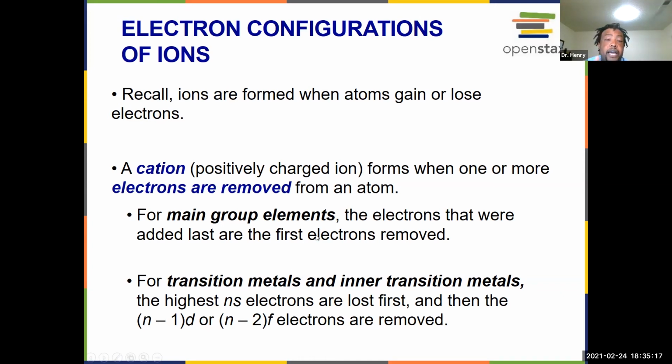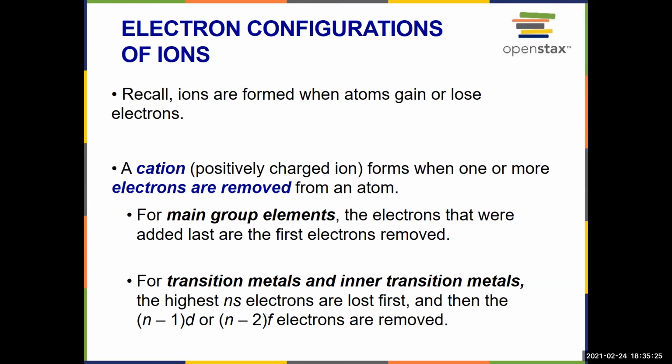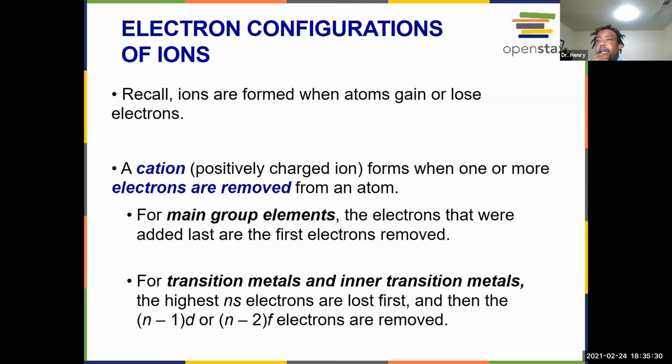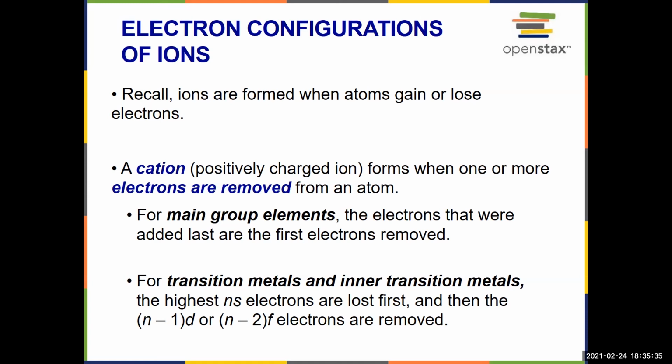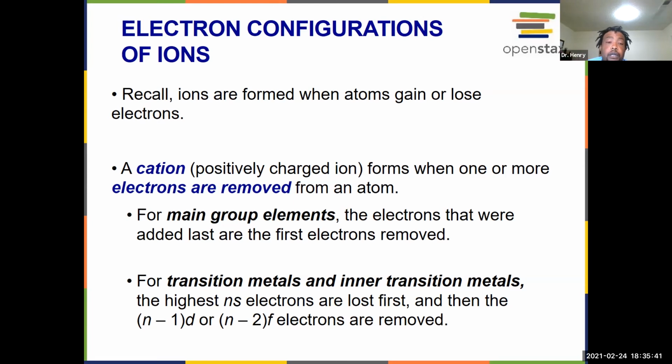So when we talk about ions, right? A positive ion is called what again? Cation. A cation, because it's positive. And then a negative ion is called? An anion. An anion. Okay. So in the case of a cation, we're losing electrons, or electrons are being removed, right? So under those circumstances, when we're removing electrons, we're always going to remove from the highest energy level.